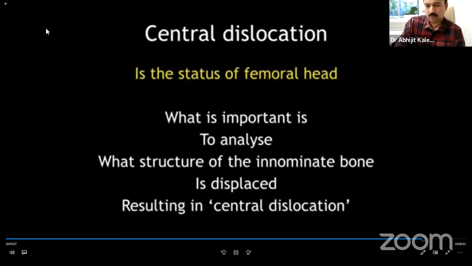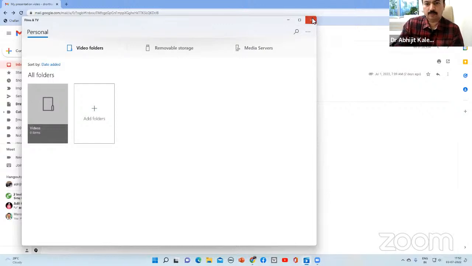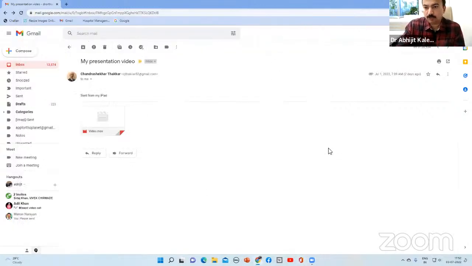So, central dislocation is actually the status or station of the femoral head seen in the AP view. What is important is to analyze the structures of the intermediate bone that is displaced, resulting in central dislocation, taking an appropriate approach, and stabilizing it using interfragmentary screws, buttress plates, and neutralization plate. Thank you. That was in short about the central fracture dislocation.